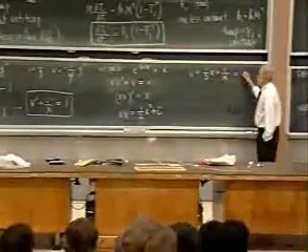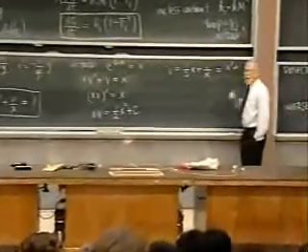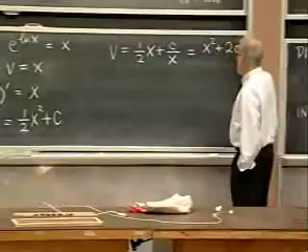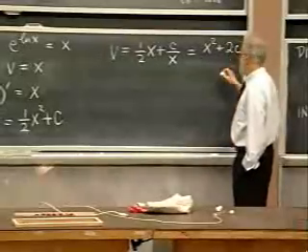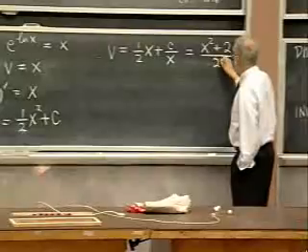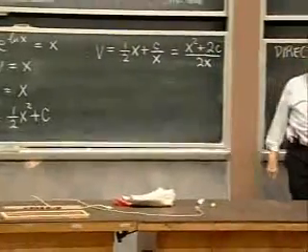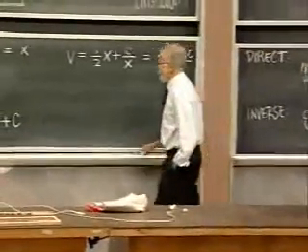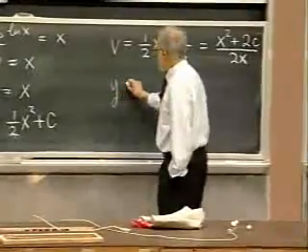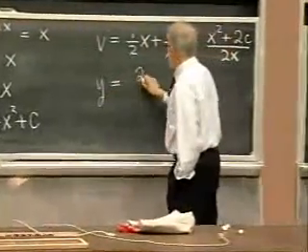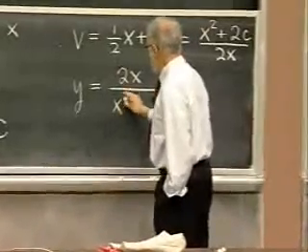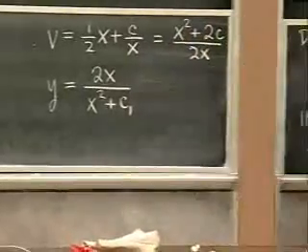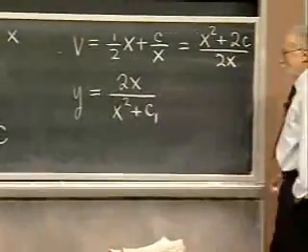Let's rewrite it as x squared plus 2c, combining fractions, I think they call it in high school or elementary school. How's that? x squared plus 2c divided by 2x. Now 2c, you don't call a constant 2c because it's just as arbitrary to call it c1. So my answer will be y equals 2x divided by x squared plus an arbitrary constant. But to indicate it's different from that one, I'll call it c1. c1 is 2 times the old one, but that doesn't really matter.